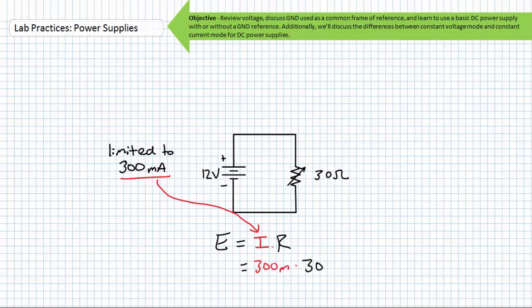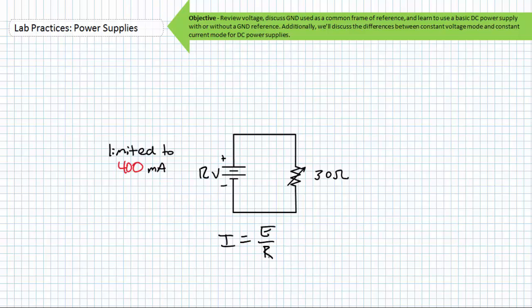300 milliamperes times 30 ohms yields a new output of 9 volts because we have entered constant current mode. What if we really did want 400 milliamperes of current draw though? We would simply adjust our current limit upwards to 400 milliamperes. Via Ohm's law, current is equal to voltage divided by resistance. 12 volts divided by 30 ohms yields a current draw of 400 milliamperes, and now we are just inside constant voltage mode. Any further decrease in resistance would push us into constant current mode, where in this case our current would be limited to a draw of 400 milliamperes.